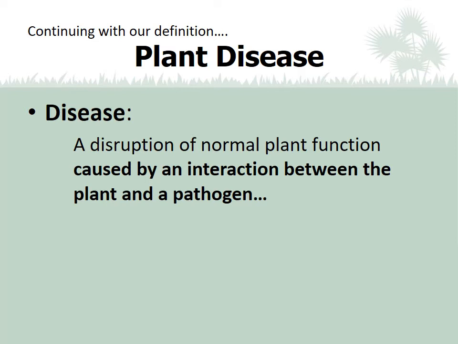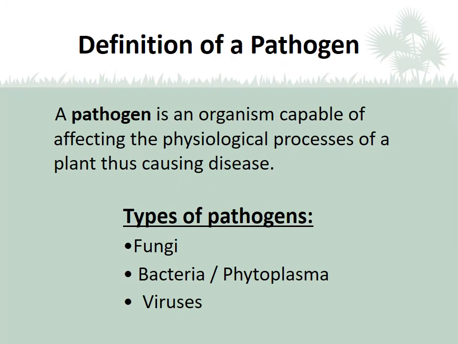And so in this way, we can be proactive in limiting plant disease by planting resistant varieties, ones that are resistant to different fungi, bacteria, and viruses, to limit the amount of opportunity certain pathogens will have in infecting certain plants. So here we define a pathogen as an organism capable of affecting the physiological processes of a plant, thus causing disease. The main types of these pathogens are fungi, bacteria or phytoplasma, and viruses.